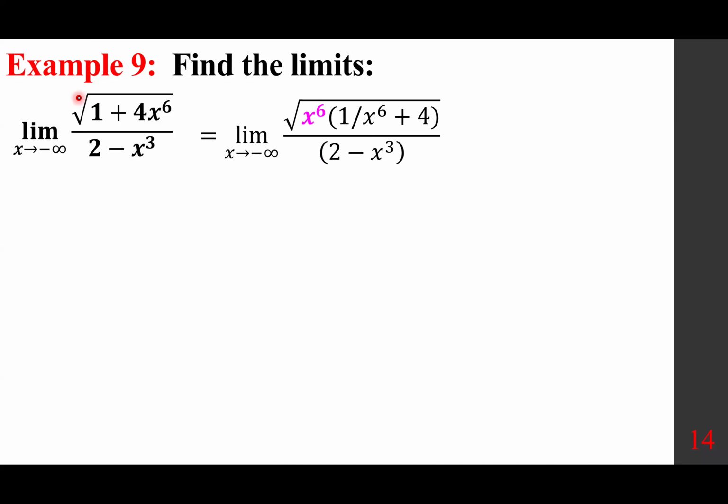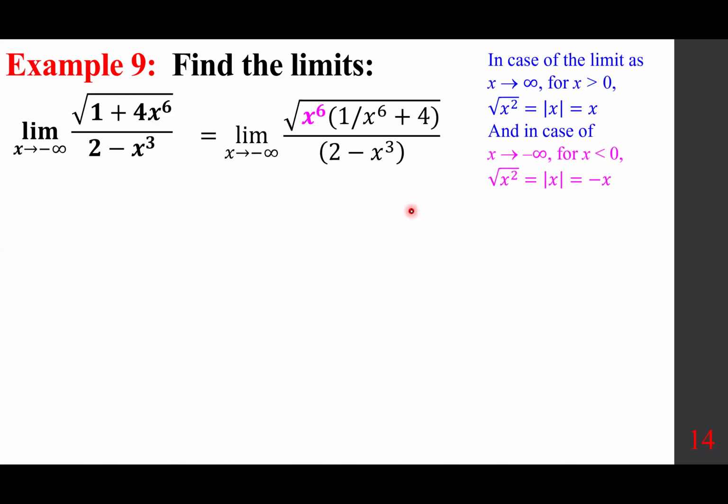So first of all, I'm going to take x to the power of 6 out. Again, this is one technique that will do the job. But how do I get this x to the power of 6 out? This is what I want to discuss. In the case of the limit as x approaches infinity, for x larger than 0, remember that square root of x squared is not equal to x, it is equal to the absolute value of x. And it becomes x if x is positive. But if x goes to negative infinity, it is minus x, because minus x doesn't mean negative, it means the opposite of x. If x is negative, then you go with the opposite of x. That's the meaning of absolute value.